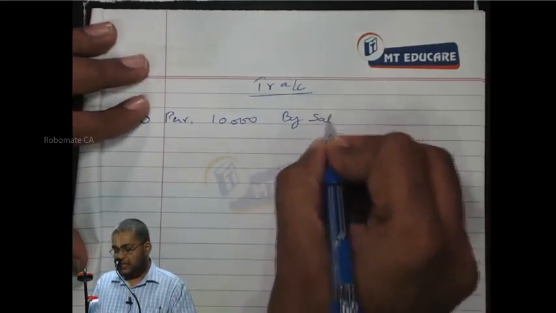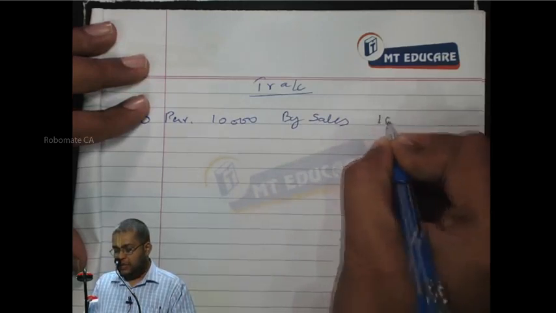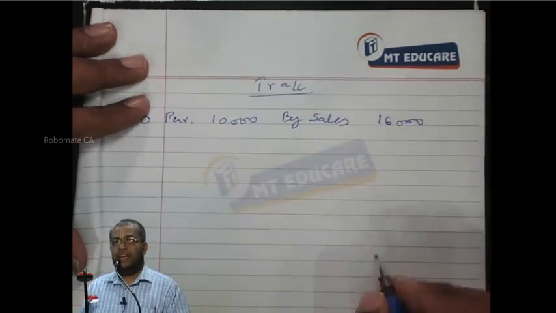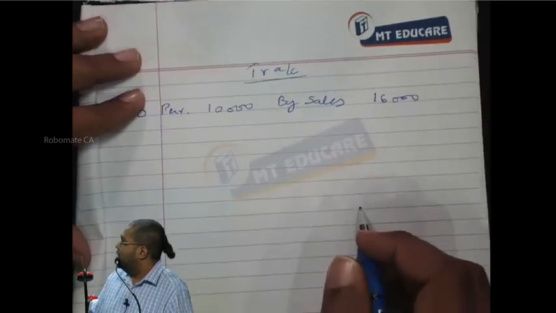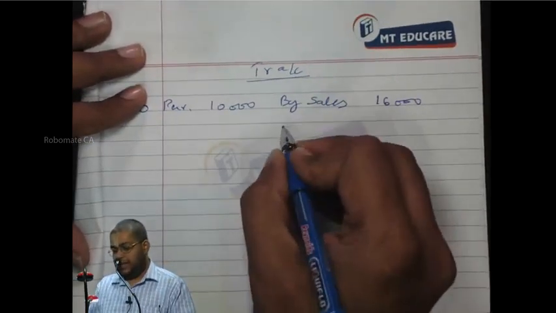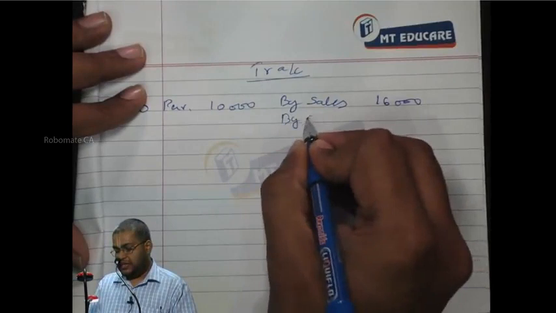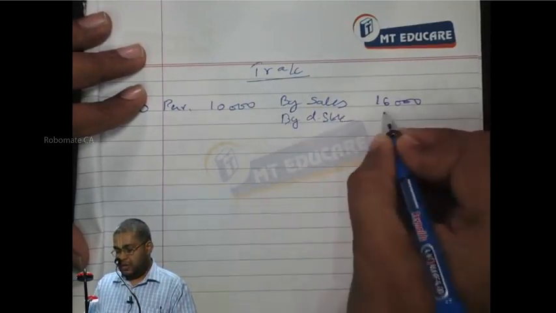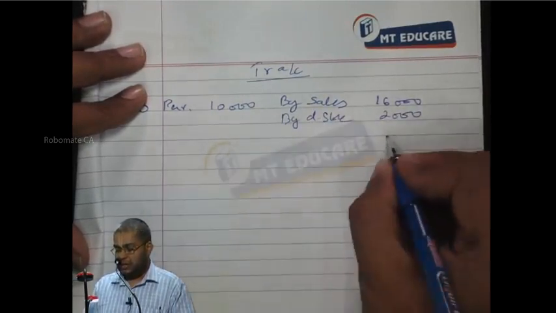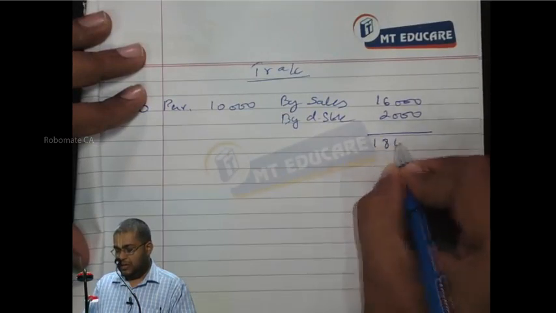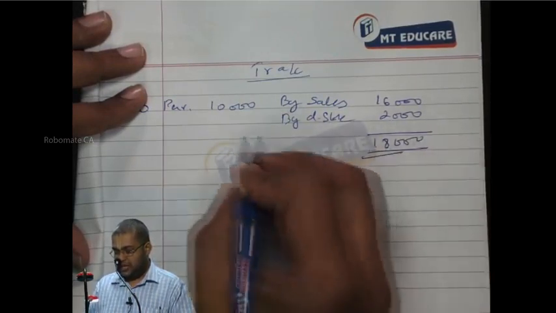By sales. How much is the sales amount? 16,000. By sales, 16,000. Am I right or not? Next. Next is what? By closing stock. For the closing stock, the amount is 2,000. By closing stock 2,000. Credit side total is 18,000.